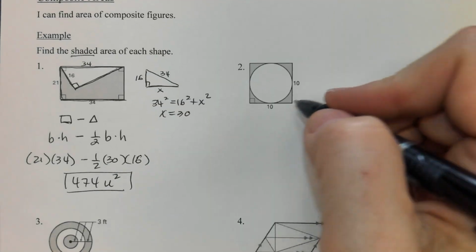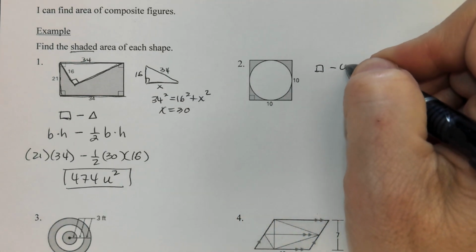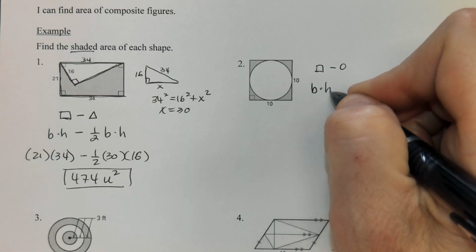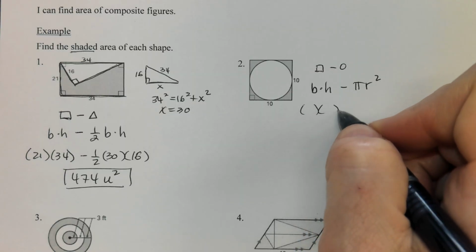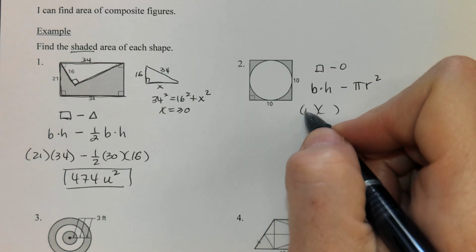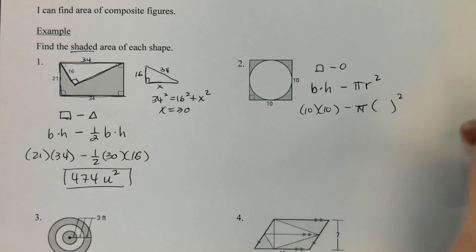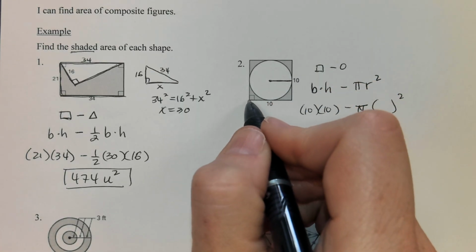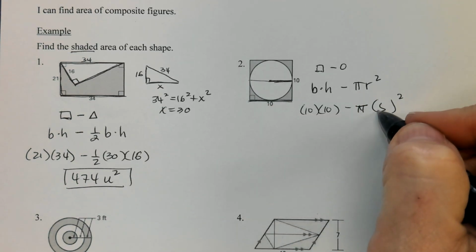Next picture, I've got a rectangle on the outside, and we are taking out a circle. So the formula for a rectangle is base times height. A circle is pi r squared. So base and height of the square are 10 and 10, minus pi, and then r squared. So we need this distance right here, just the radius. So the whole thing, the diameter actually is 10, so half of that would be 5.